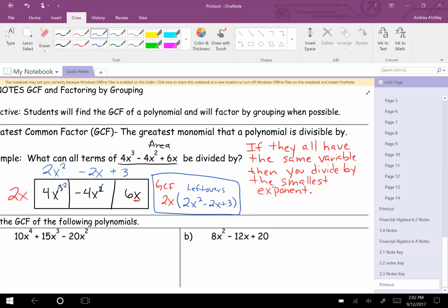Any questions over that? Yes? So for the answer, would it just be the leftovers? It'd be all of it, this whole thing. Okay? If we're asking you to factor it, then that's what you're going to do. If they ask you for the GCF, then you're just going to give me the 2x. In this, it does say find the GCF of the following polynomials, but I do want you to not listen to that. I want you to factor it. I want you to factor by finding the GCF.